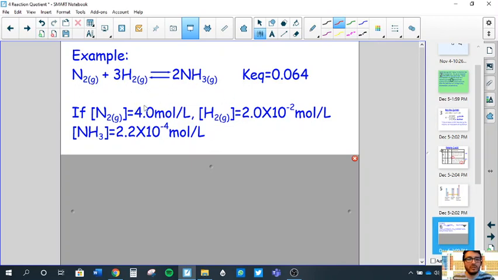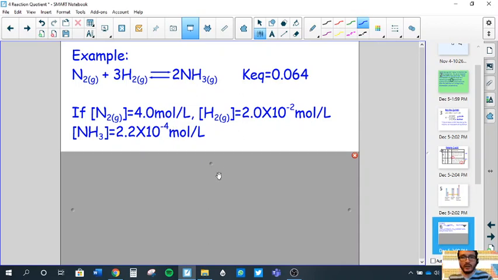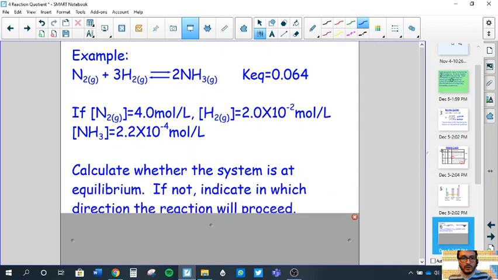We've seen this reaction many times now. Here's a sample of concentrations at equilibrium. We have a 4 molar concentration of nitrogen, and we have 2 times 10 to the negative 2 of hydrogen, 2.2 times 10 to the negative 4 molar concentration of ammonia. Right, and then a KEQ value so that we can compare what our Q value is.